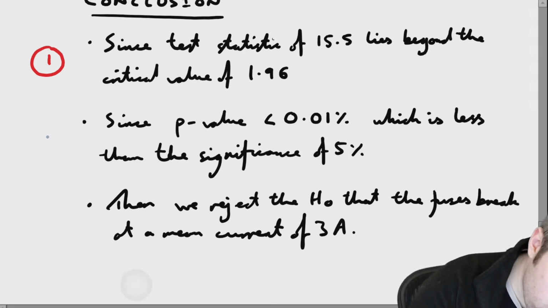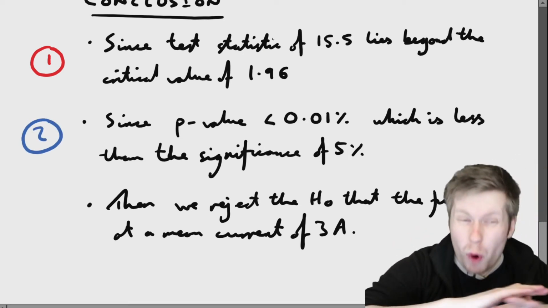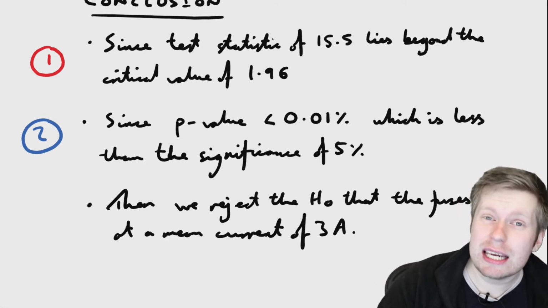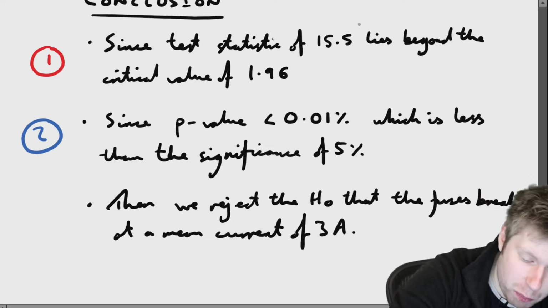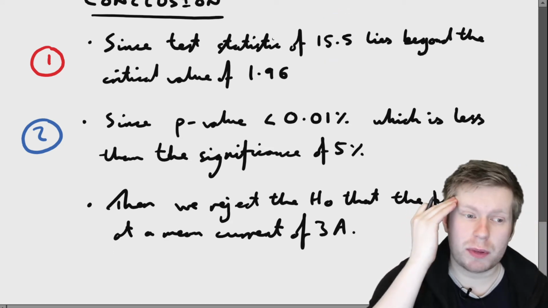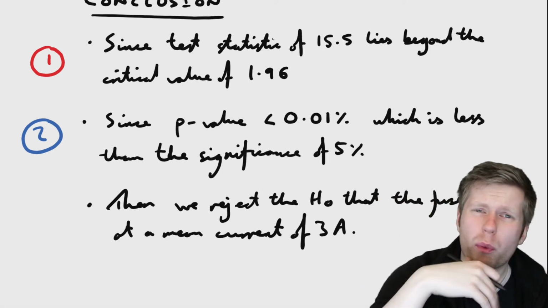But I've also done it from the perspective of a p-value. I've said, look, because the p-value is well below 0.01%, it's basically nearly 0%, the probability of obtaining a sample that lies 15.5 units of standard deviation from that hypothesized mean of 3 amps is well below 0.01%.